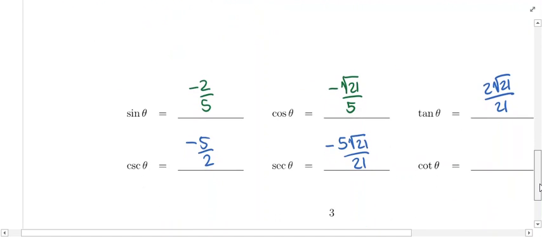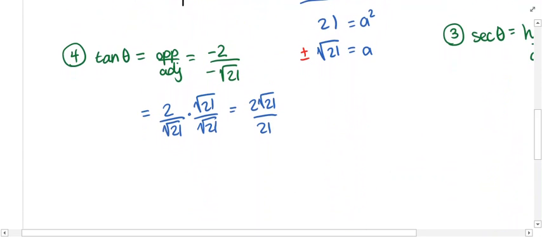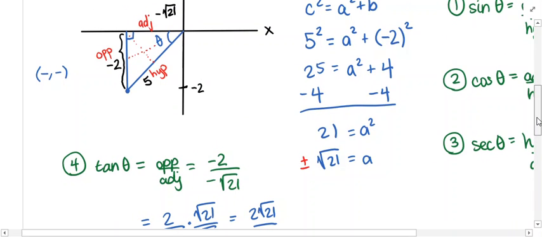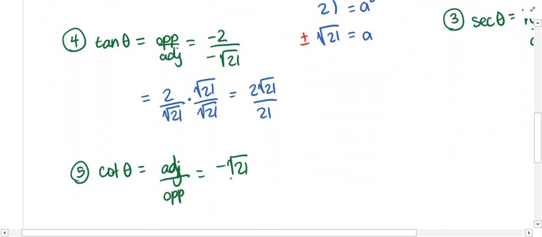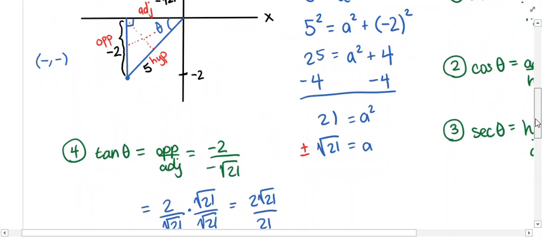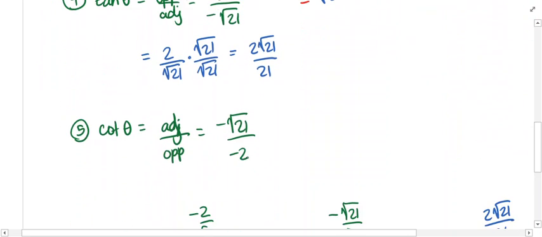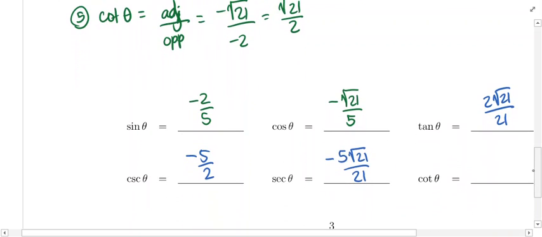Last thing we need is cotangent. Cotangent of theta is just the flip of the tangent. It's the adjacent over the opposite side. If you read this off the triangle, the adjacent side here is negative square root of 21. The opposite side is negative 2. Negative divided by negative cancels. You're going to get the square root of 21 over 2. And there's no radical in the denominator to rationalize, so you are done. This is the square root of 21 over 2.